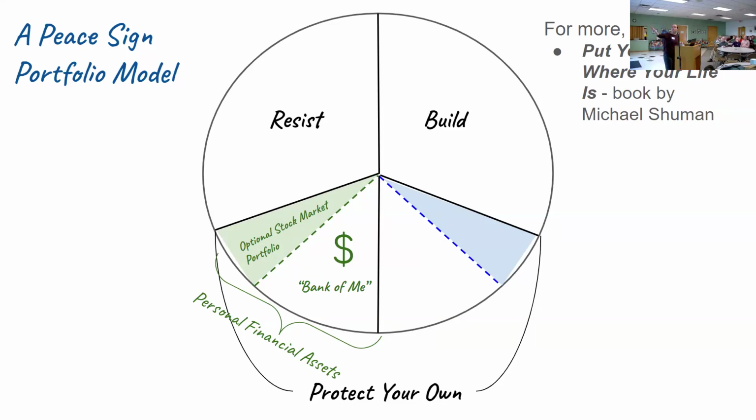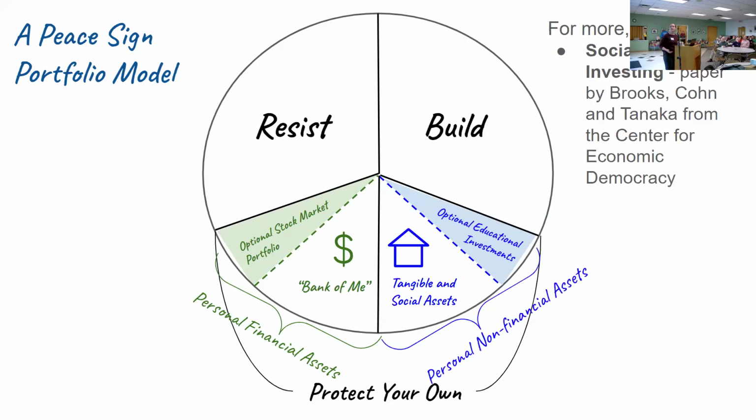And then there's these resist and build sections. This concept of resist the bad and build the new comes from classic social change theory, or just, there's a long history of these concepts of resist and build. But I had not heard of it applied to finance in any way until I read the social movement investing paper. So if you're interested in this stuff, I definitely recommend that paper.